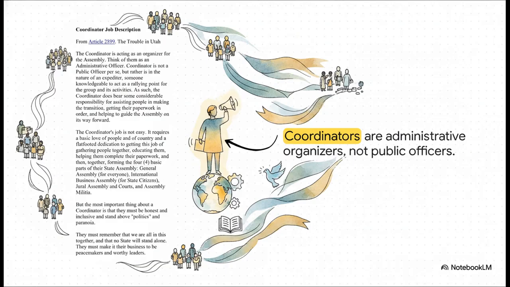To actually build that community, the Assembly relies on a few key roles, and the most prominent one is the coordinator. The documents describe coordinators as your administrative organizers, your expediters, your liaisons. Their job is super practical. Pick up the phone, gather people together, help them get their paperwork sorted out, and act as a rallying point for the group. They are educators and peacemakers. They are absolutely not dictators or CEOs.